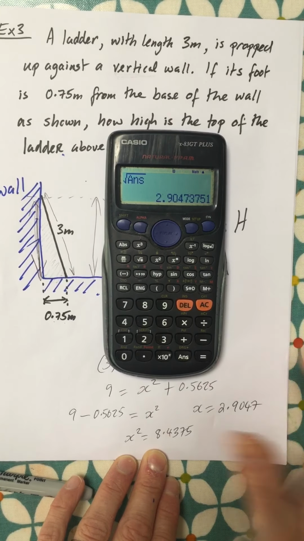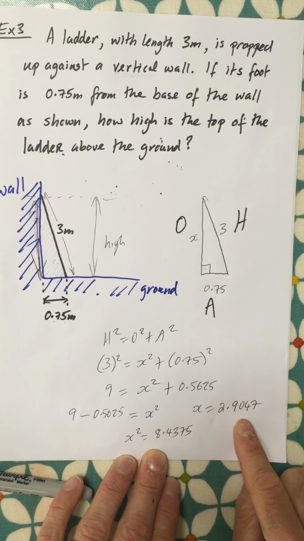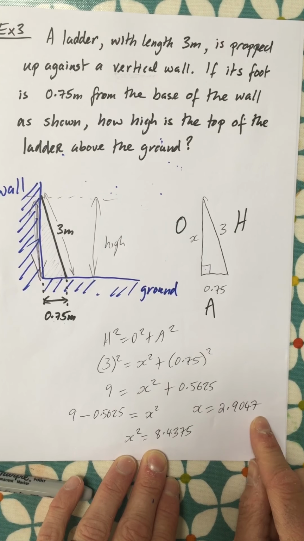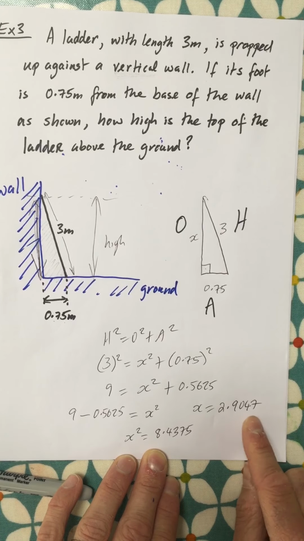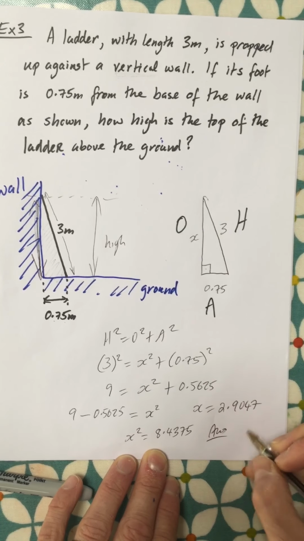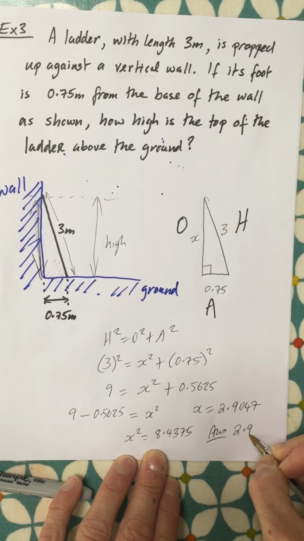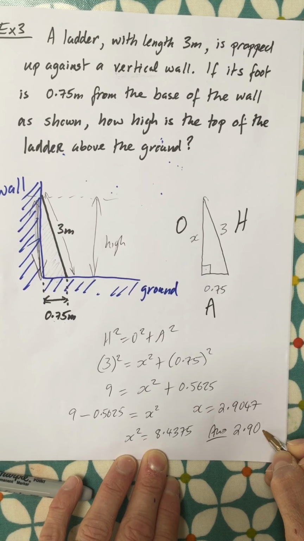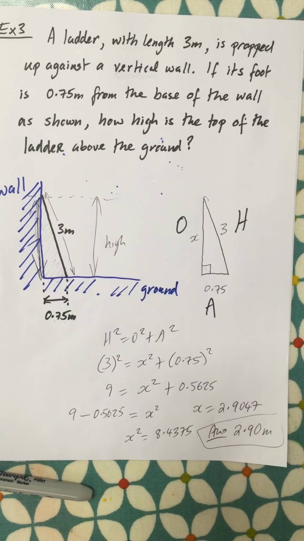2.9047. Now, how many decimals do they want? They didn't say, so we have to make a judgment call. Will we go 2 decimals or 1 decimal? I'm going to go 2 decimals here. So my answer is 2.90 meters. So 2.9 meters. And that's how high this ladder will be above the ground.